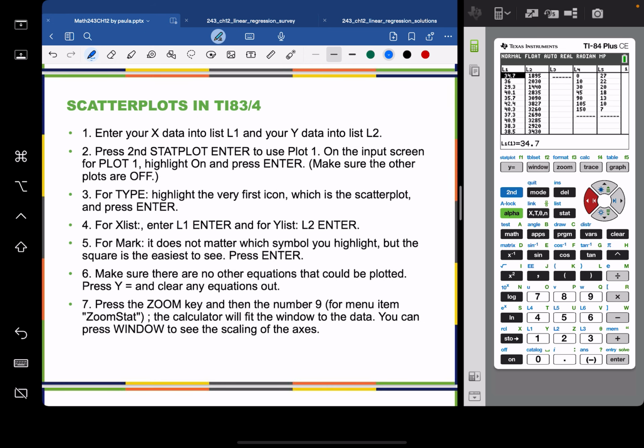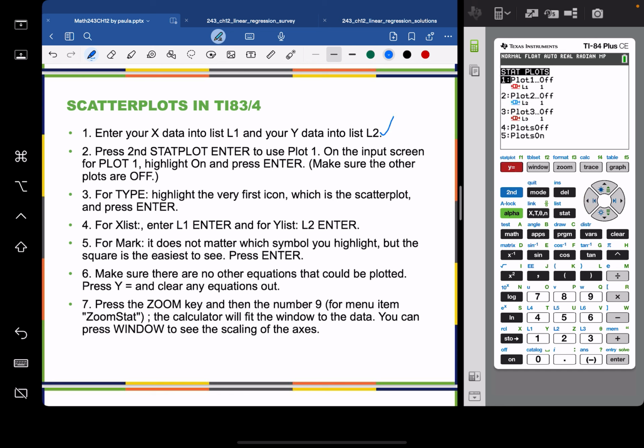And so I've got this completed. Then we go to second stat plot and press enter. So right now all my plots are off, and I need to turn plot 1 on. It looks like I've got 3 box plots going, which I don't want right now. So I'll turn this on, and then I'm going to turn this into a scatter plot instead of a box plot.